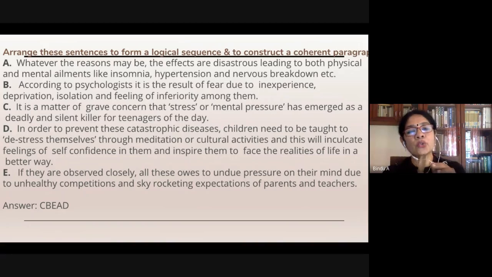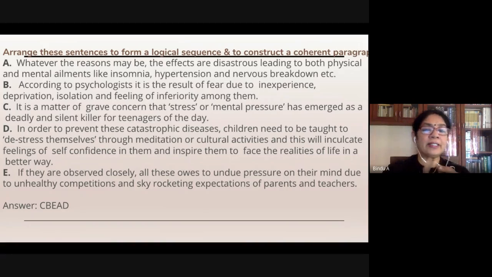as you read. According to psychologists, it is a result of fear due to inexperience, deprivation, isolation, and feeling of inferiority among them. Pronouns like it, them, underline those, because it indicates that something and somebody has already been mentioned. It is a matter of grave concern that stress or mental pressure has emerged as a deadly and silent killer for teenagers of the day. You have plenty of proper nouns there: stress, mental pressure, teenagers. It is a matter of grave concern. That looks like a proper introductory sentence. And then you have these proper nouns like mental pressure, stress, and so on.